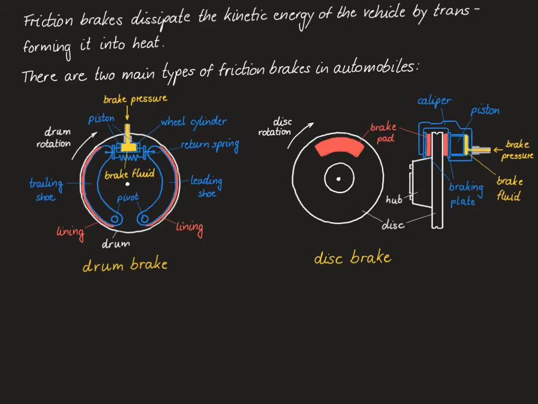When the brake is to be released, the brake pressure is reduced and a return spring pulls the two shoes together so that there is no more contact between the linings and the drum, and the brake fluid is forced back out of the cylinder and back into a reservoir. For the disc brake, a disc is connected to the rotating wheel, shown here from a sideways perspective and a frontal perspective. If the brake is to be applied, the brake pressure is increased, pushing additional brake fluid into the cylinder and thus pushing the piston against the disc.